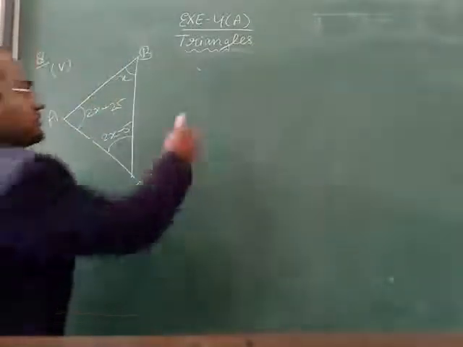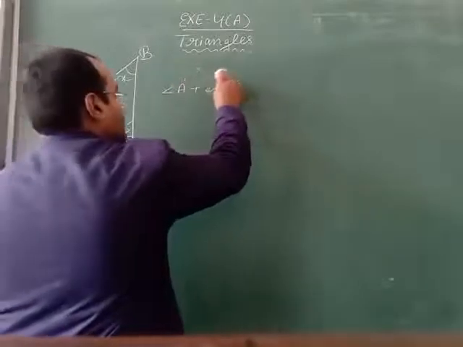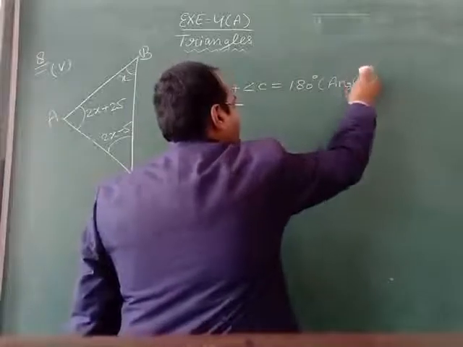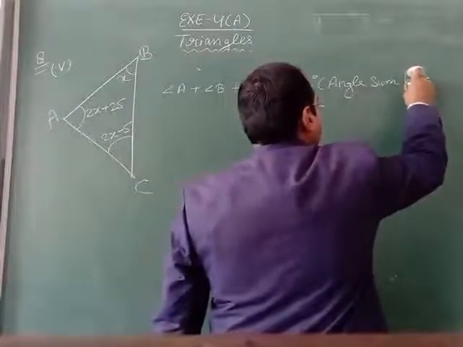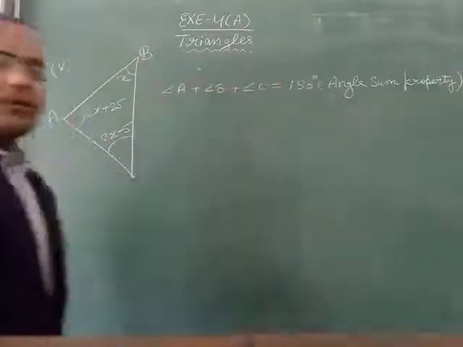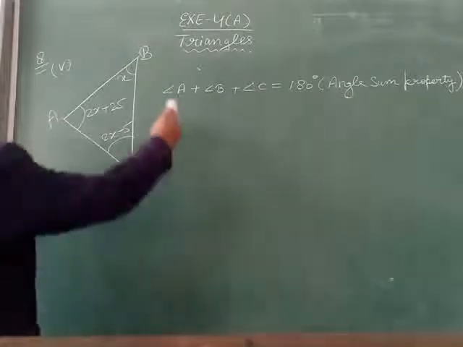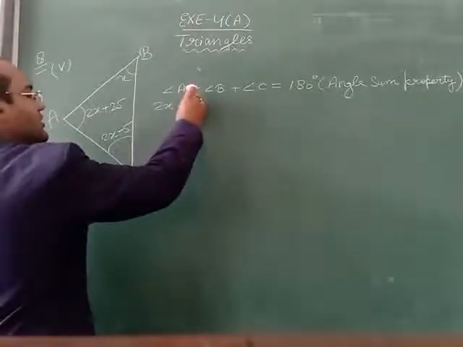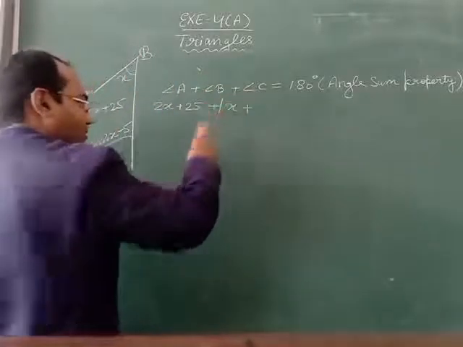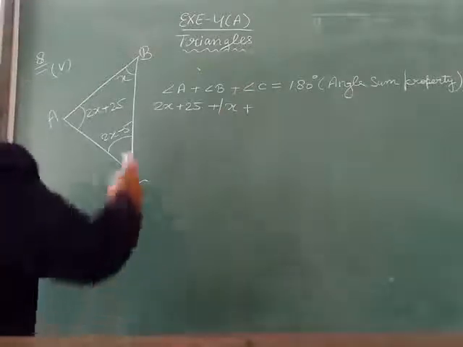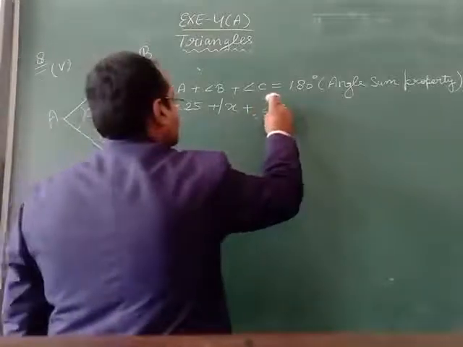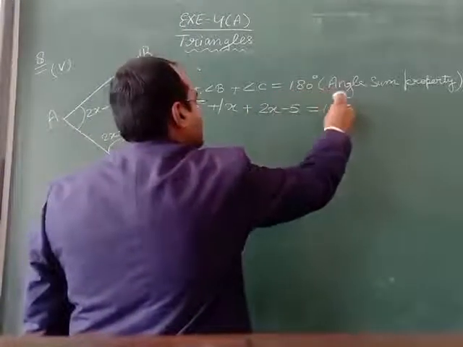So the same property we will use. Angle A plus angle B plus angle C is equal to 180 degrees. The name of the property is angle sum property. Now the angle A value we will write: angle A is 2x plus 25. In place of B, we will write x. No number is written, so we will take 1. This is 1x. Angle C, 2x minus 5, is equal to 180 degrees.